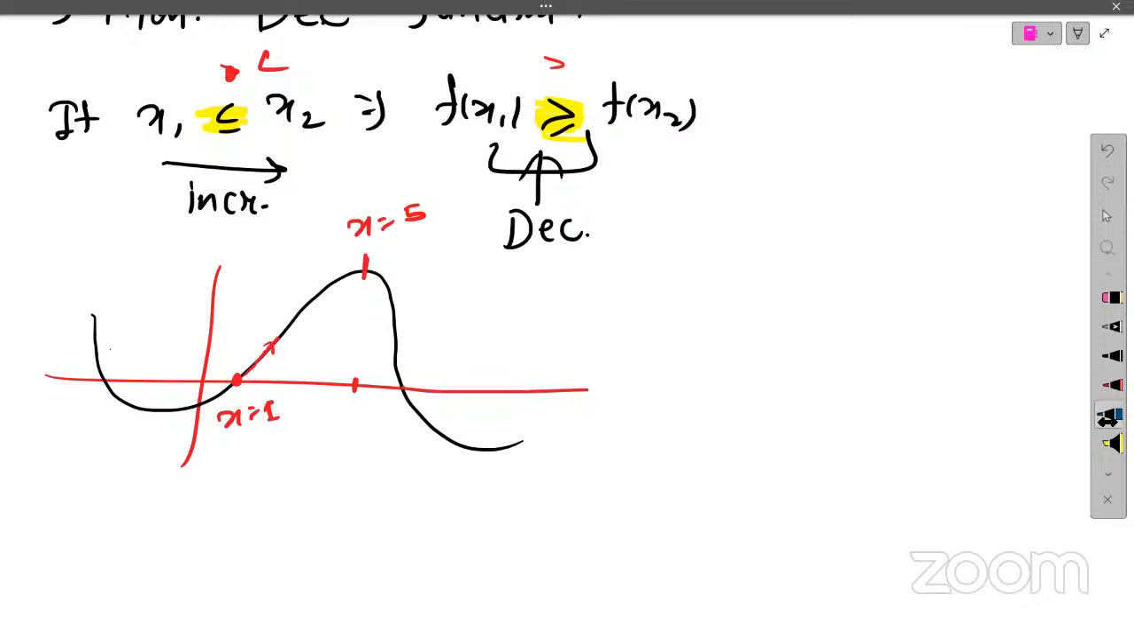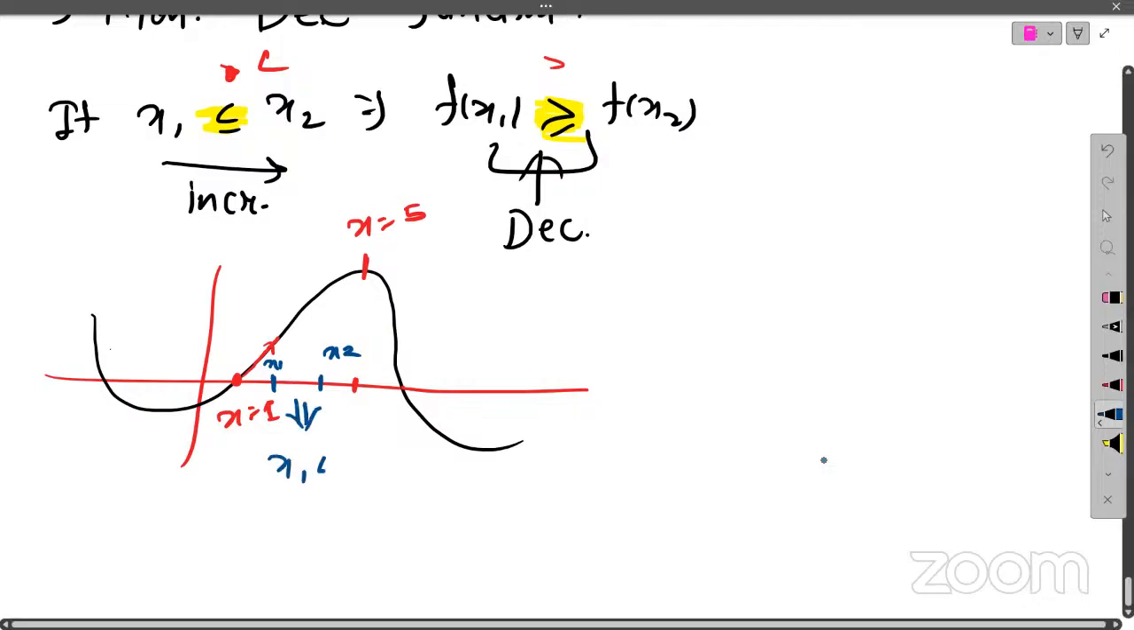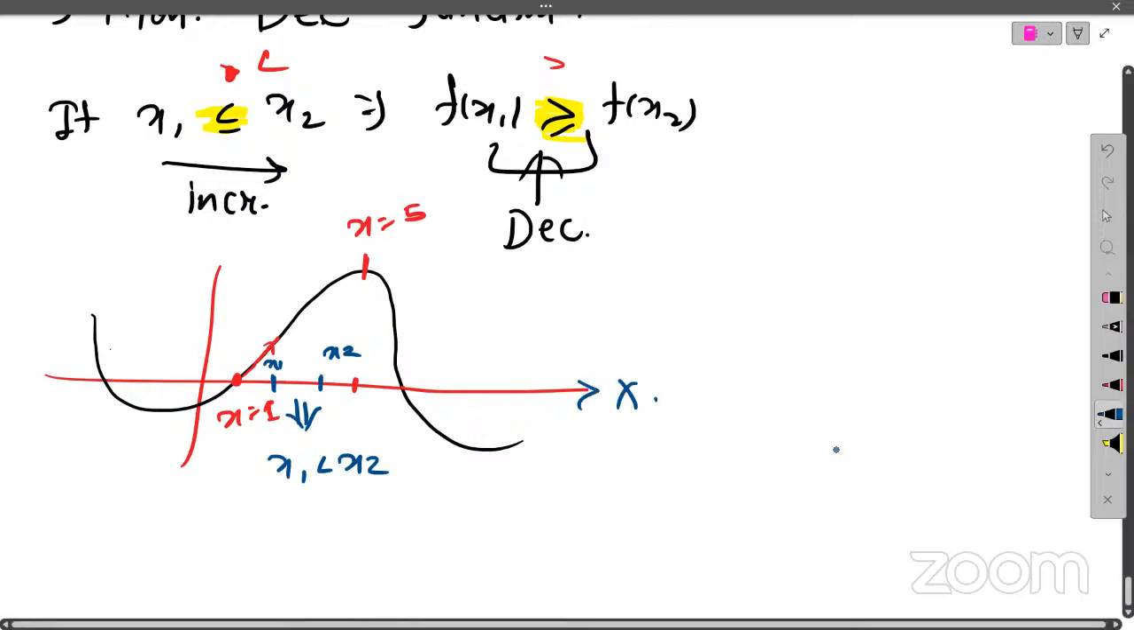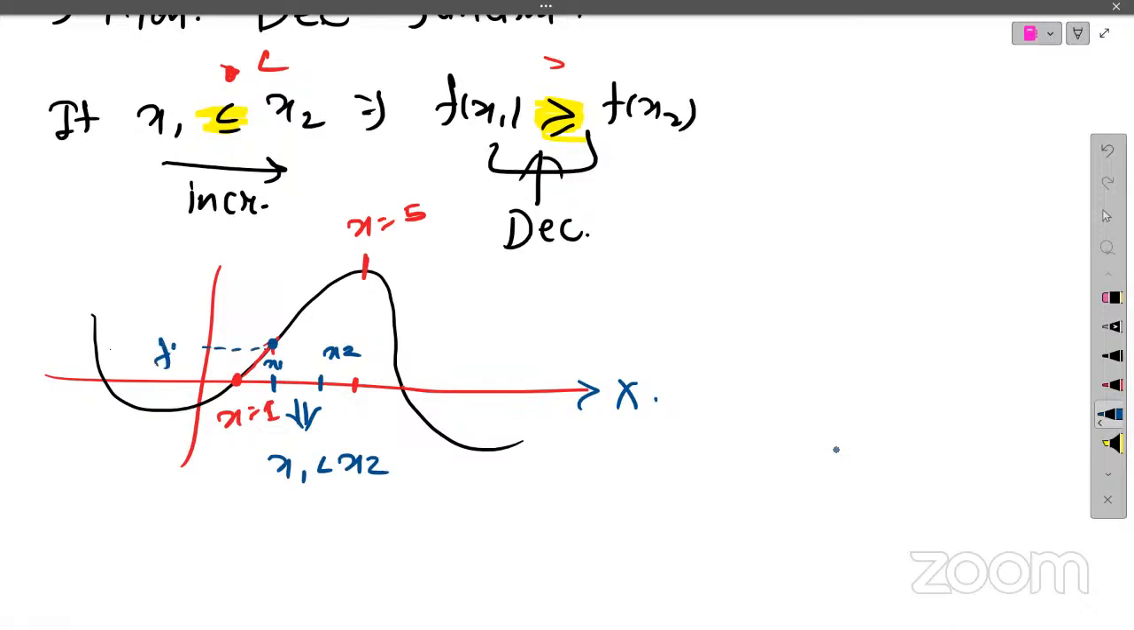How can you say that it is an increasing behavior? Because if you take any point x1 here, and any point x2 here, since x1 is lying on the left-hand side of x2, we can say that x1 is less than x2. Here we have strictly, because it's a real line. This is your x-axis. Now for x1, what is the output? The output is this, which is f of x1.